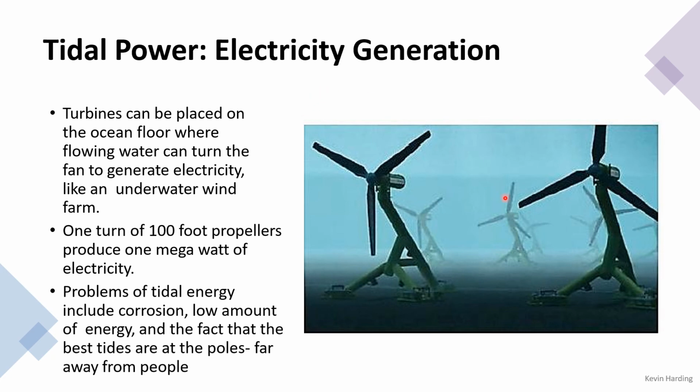The other thing we can do with these turbines is that we don't necessarily have to have them right next to the coast, as I was mentioning. They could also be placed on the ocean floor where the general flowing water can just turn these turbines. One turn of a 100-foot propeller can produce 1 megawatt of electricity. The picture in front of us looks very similar to what we had for wind power. We have a similar idea, but we now put this under the sea, so we're going to have these turbines here.